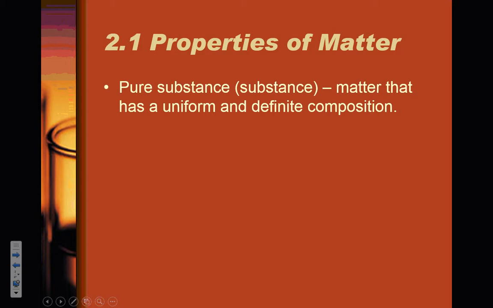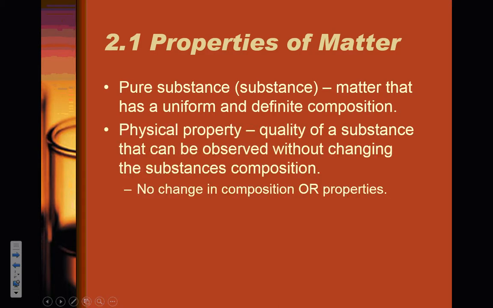So pure substance is also referred to as a substance. So they're synonyms for each other. So while in everyday life when somebody says substance, they usually mean matter, that thing over there, in chemistry class, when I say substance, what I really mean is a pure substance, which is an element or a compound. Those are things that have a uniform and definite composition.